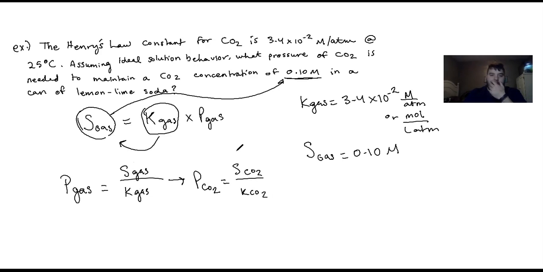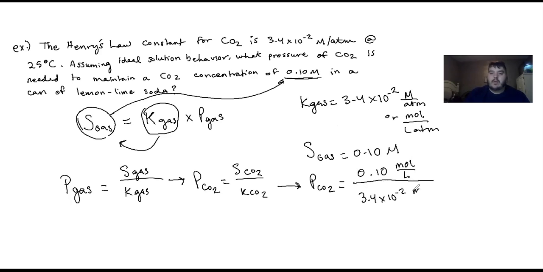Now let's go ahead and plug in what we have. We don't know what the pressure is, that's what we're solving for. But we do have 0.10 molarity, which I'm also going to call moles per liter. Then down below, I'm going to have my Henry's law constant of 3.4 times 10 to the negative 2 moles per liter atmosphere. What we've noticed is that the moles per liter get canceled, which is great, so we've got everything in terms of atmosphere.